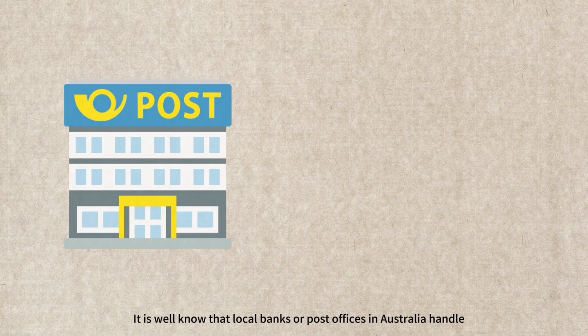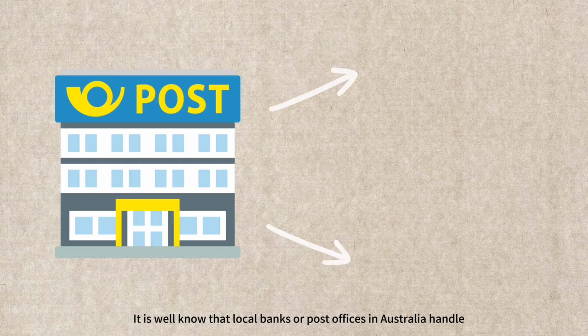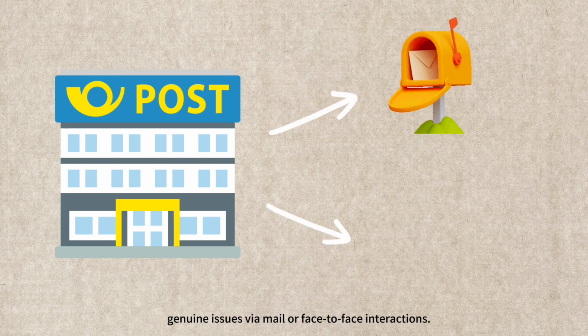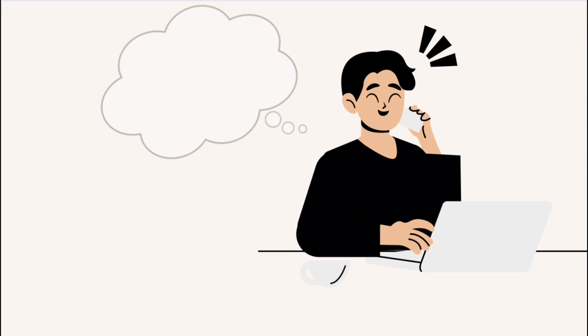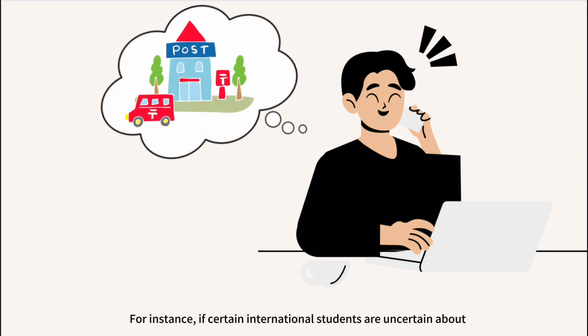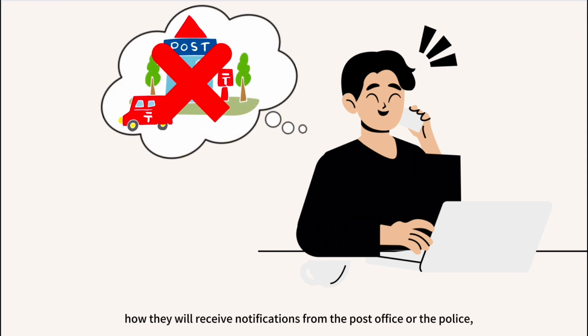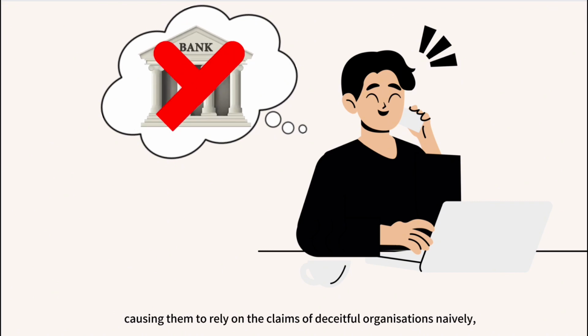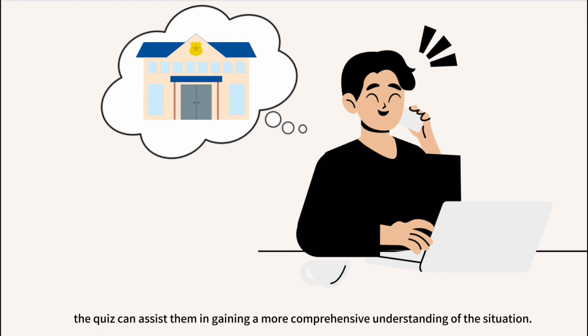It is well known that local banks or post offices in Australia handle genuine issues via mail or face-to-face interactions. For instance, if certain international students are uncertain about how they will receive notifications from the post office or the police, causing them to rely naively on the claims of deceitful organizations, the quiz can assist them in gaining a more comprehensive understanding of the situation.